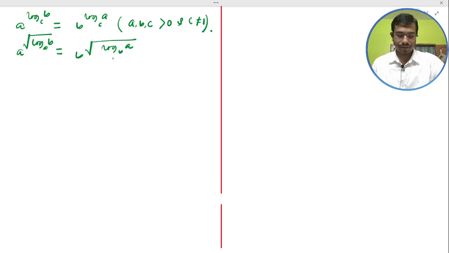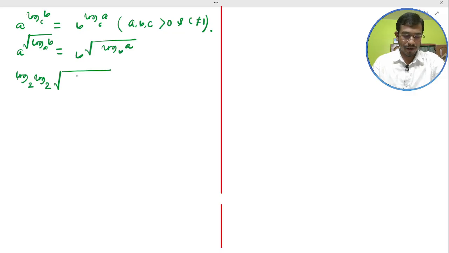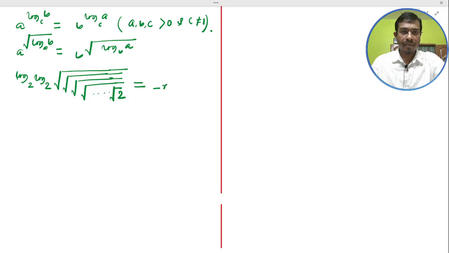And another interesting property is that log base 2 of log of 1 over square root of square root of square root, up to n square roots of 2, is equal to minus n, where n is the number of square roots.